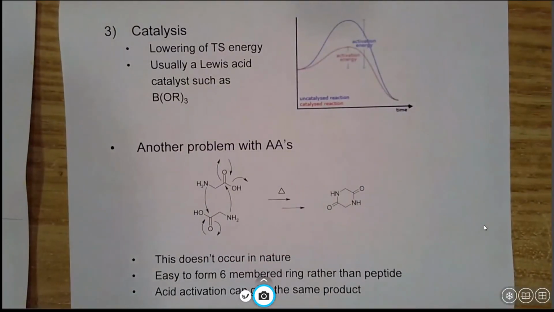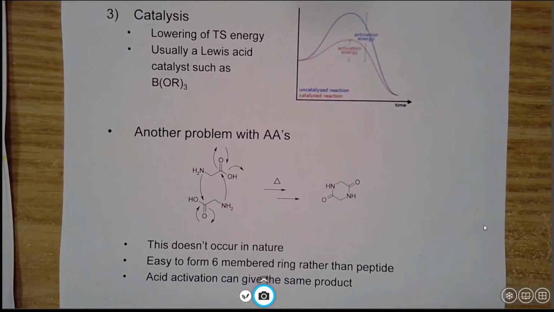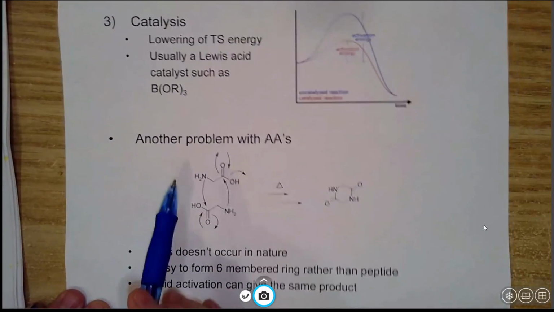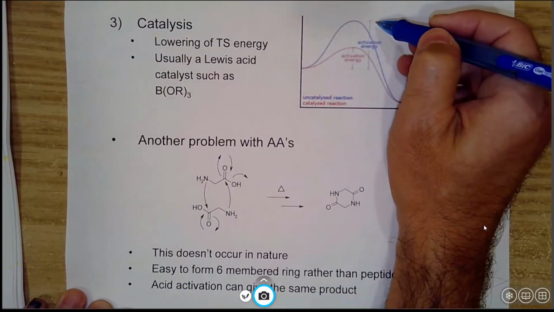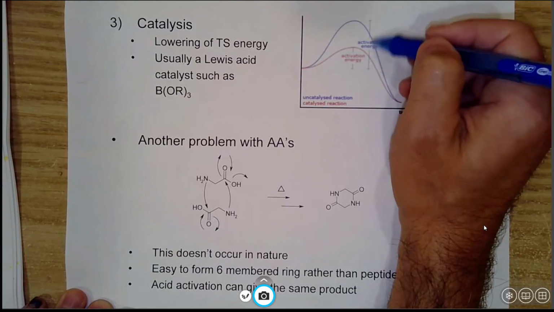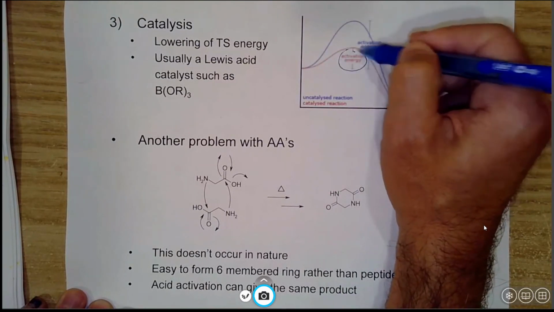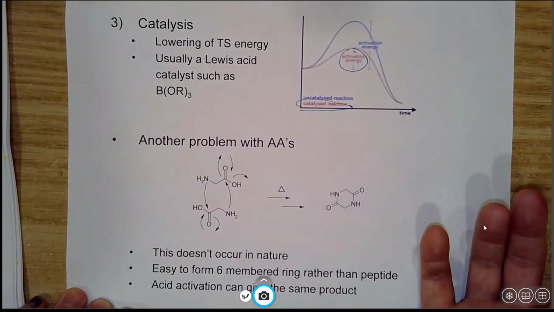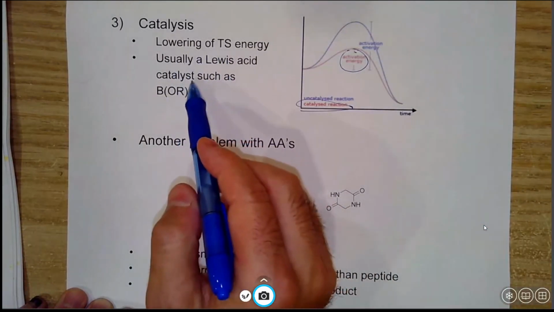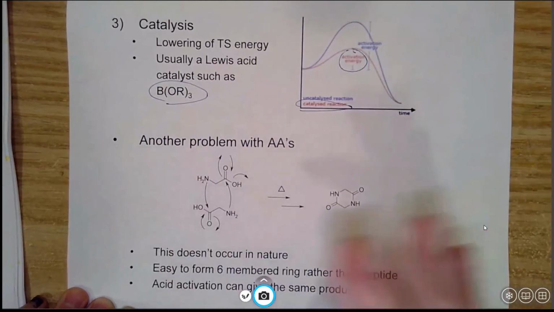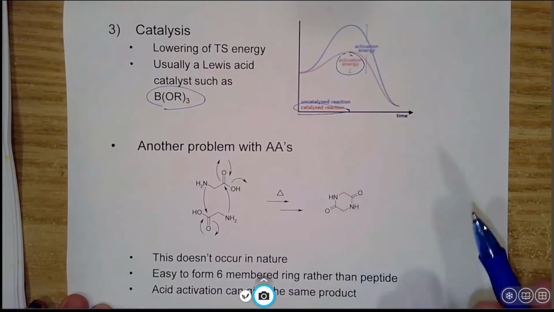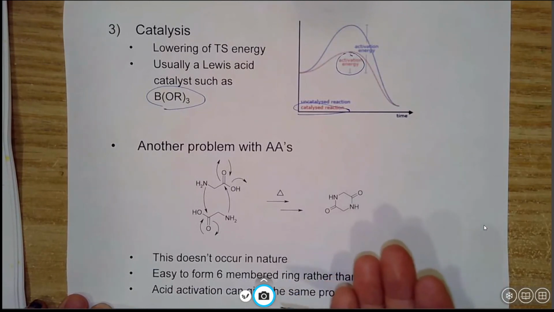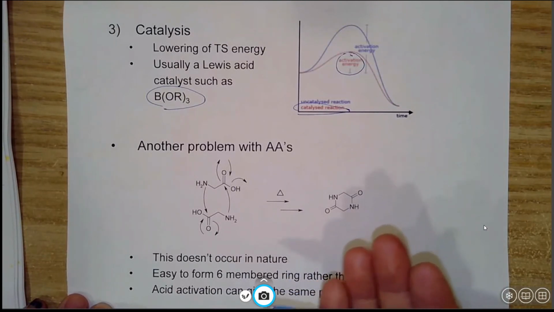The last thing I want to talk about in this energy unit with respect to peptides is catalysis. You've learned in organic chemistry or many other chemistry classes that you can also reduce the activation energy barrier by using a catalyst. You could potentially use organic catalysts to bring that down. There are ways to do that, but what nature typically uses is to activate that carboxylic acid, like we've just shown.